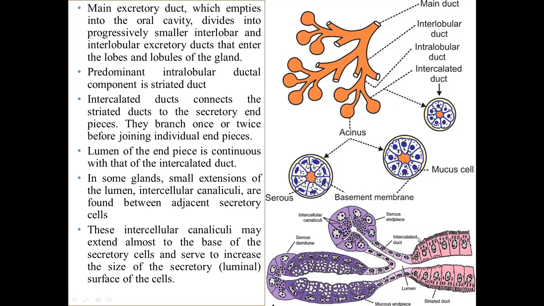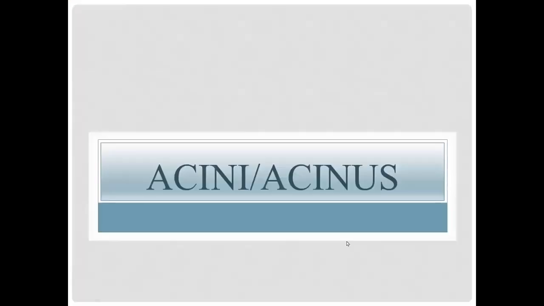Sometimes in some glands, there will be small extensions of these lumens between the acini. These are called intercellular canaliculi. They are found between the adjacent secretory cells. These intercellular canaliculi can also extend up to the base of the cells.